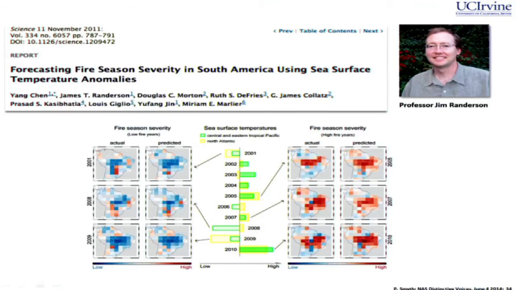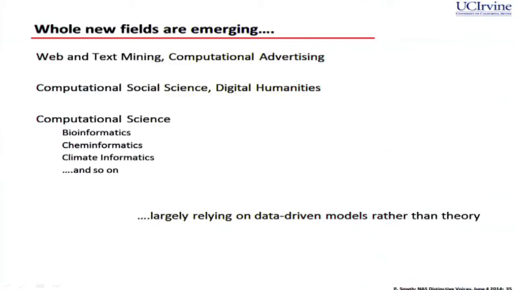But it's there. Jim Randerson, a colleague of mine, recently did a very cool study where they linked changes in the sea surface temperature out in the Pacific with the amount of burning that you get in the Amazon. Amazon deforestation is a big issue, and they were able to find a predictive link there, very, very nice work. Okay, so whole new fields are emerging. This convergence of these technologies, web and text mining, computational advertising, the social sciences, the other sciences, and a lot of these things are being driven by data rather than by theory.